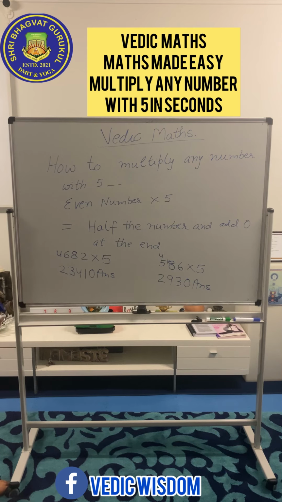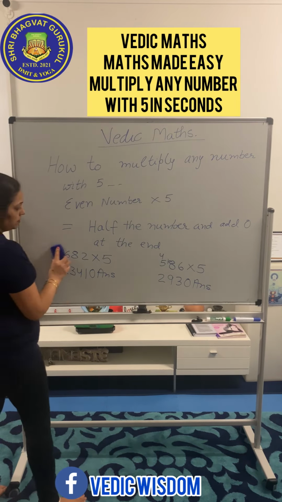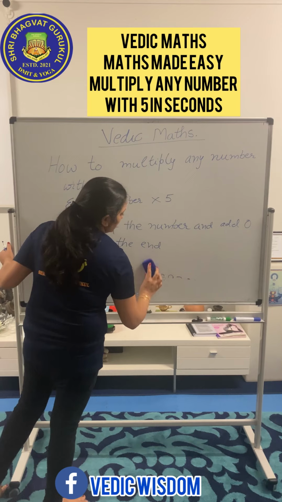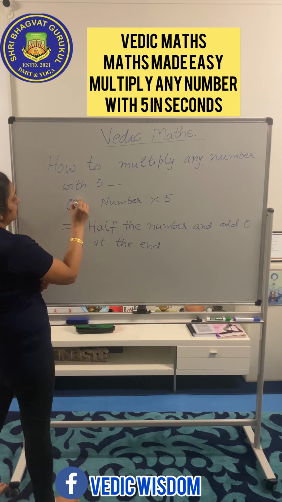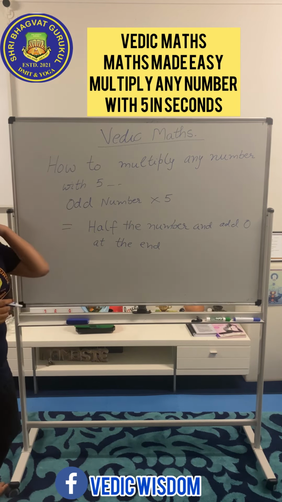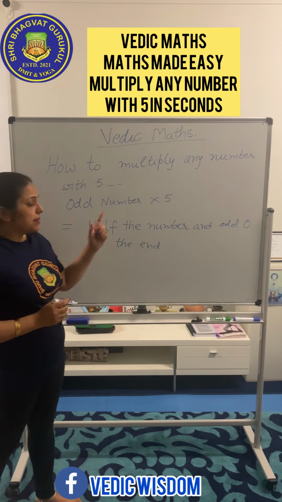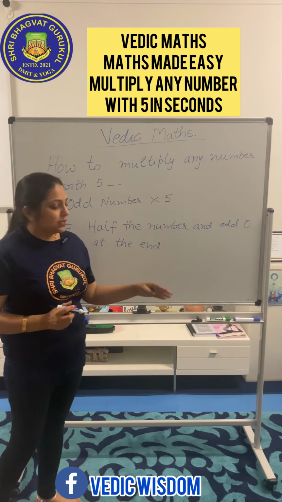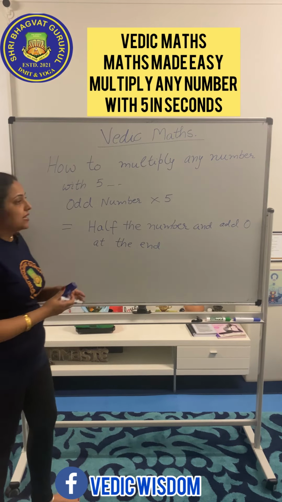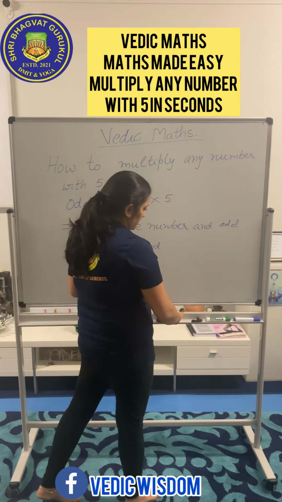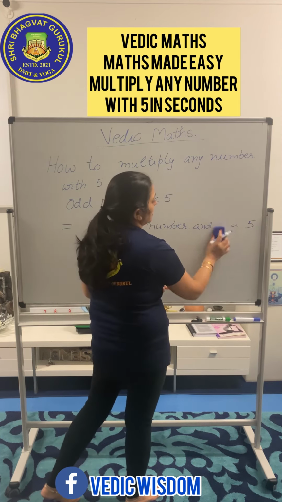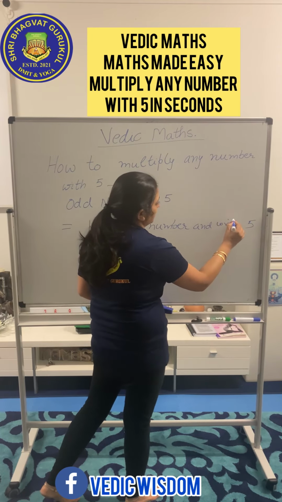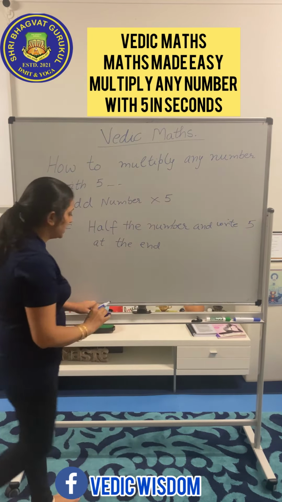Okay, so now let's take another example where the number is odd. So now let's take odd numbers. If we are multiplying any odd number with 5, then same thing, we half the number. Instead of adding 0 at the end, we write down 5 at the end. That's easy.